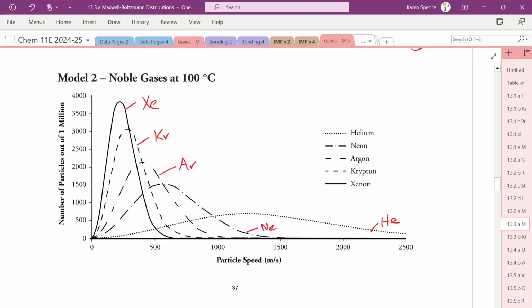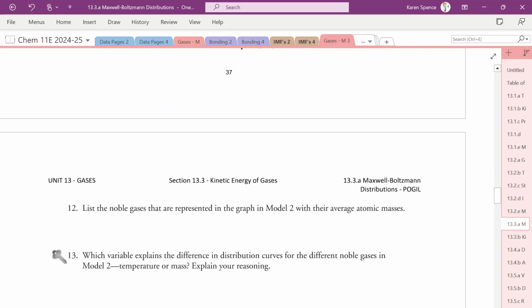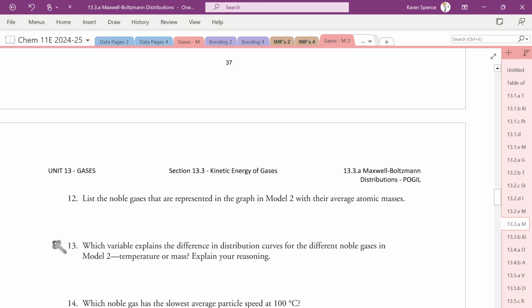So, what are our questions on this? Let's find out. List the noble gases that are represented in the graph in Model 2 with their average atomic masses. Can you do that?